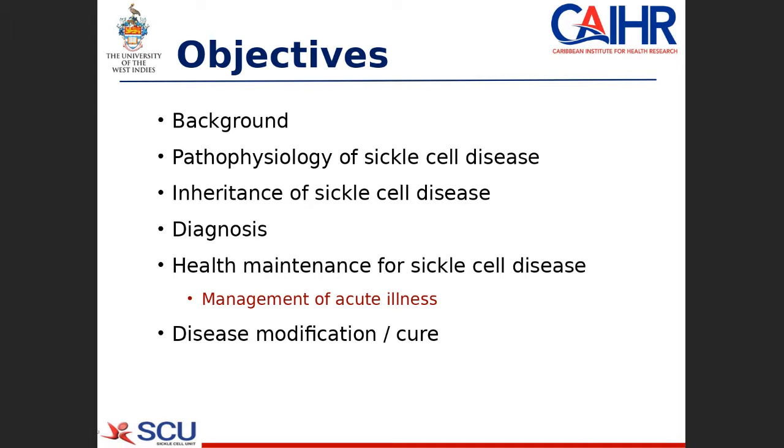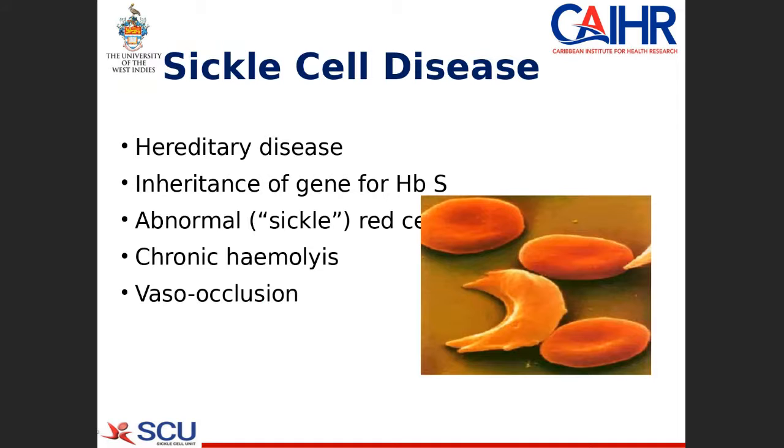Does anybody have anything else that they want to add? All right. So basically, the points that both Brian and Racine have mentioned are correct, but they need to be put together a little bit better. So we'll go ahead and start. Sickle cell disease is basically a hereditary disease in which persons inherit the gene for an abnormal hemoglobin S, and this results in the production of your sickle red cell, which is an abnormally shaped red cell, and is characterized by chronic hemolysis and vaso-occlusion.